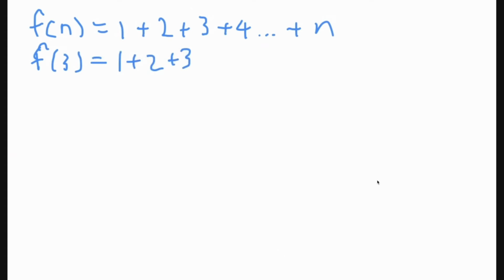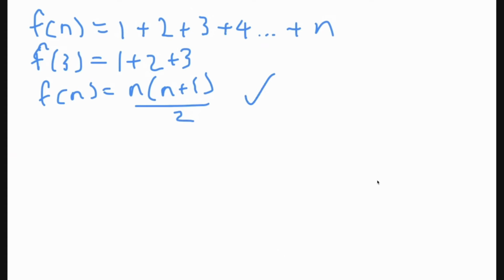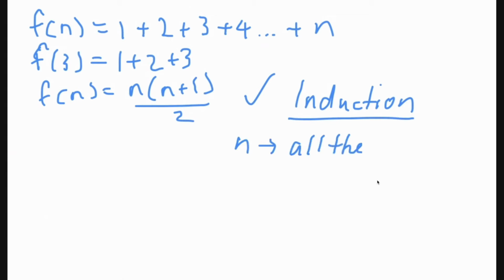And I'm going to make a claim. I'm going to claim that f of n is equal to n times n plus 1 over 2. I'm going to say that for whatever n you decide to plug into f of n, this formula will always be true. And to do so, I'm going to use induction, where our domain of n is all the positive integers. So I'm going to say that for all positive integers n, this holds true. I'll write a bit in shorthand.